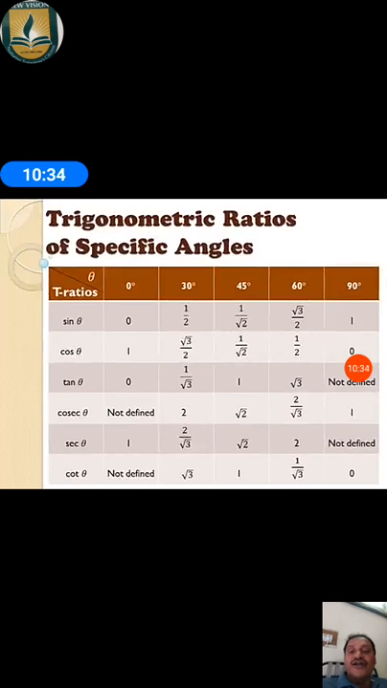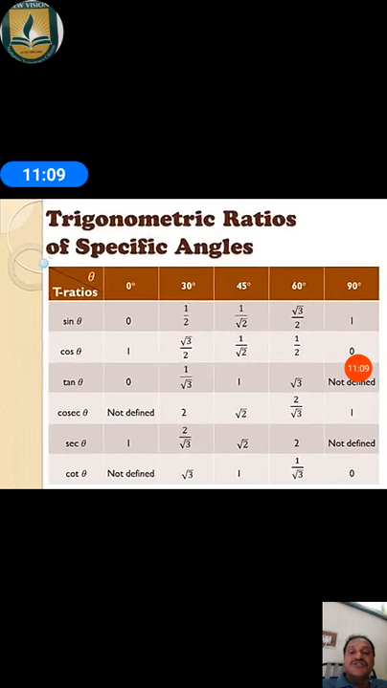And cos 0 is 1, cos 30 is root 3 by 2, cos 45 degrees is 1 by root 2, cos 60 degrees is 1 by 2, cos 90 degrees is 0. You see cos values are just the reverse of the values from sine, right? Now tan 0 is sine 0 by cos 0, that is 0. Tan 30 is 1 by 2 divided by root 3 by 2, that is 1 by root 3, because 2 will cancel. Tan 45 degrees is 1 by root 2 divided by 1 by root 2, that becomes 1.